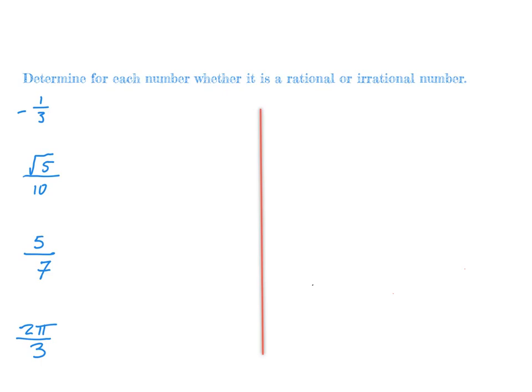So remember from the previous video that a rational number is one that can be expressed as a ratio, a quotient, a fraction. We didn't talk about positive or negative, just said you can represent it as a quotient or a fraction. Now, the first one is negative 1/3. Since it is a fraction, then we know that it's a rational number. So we know that this is rational.